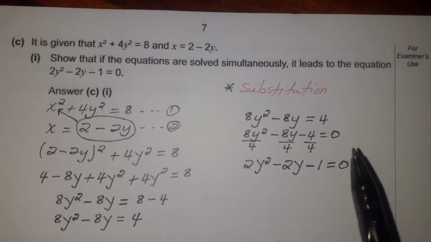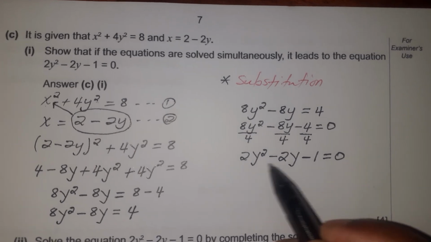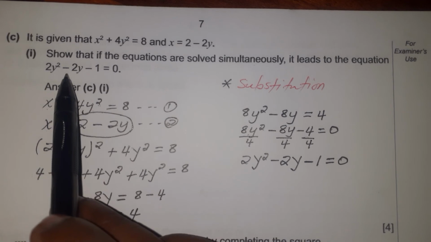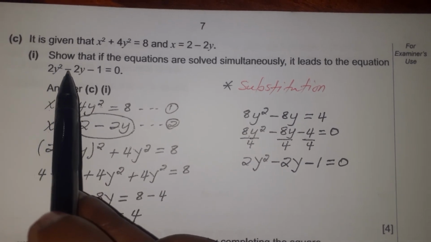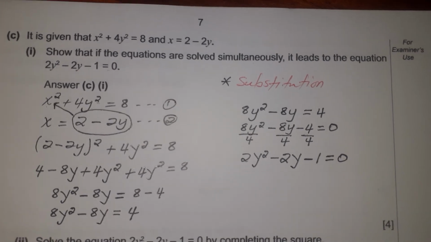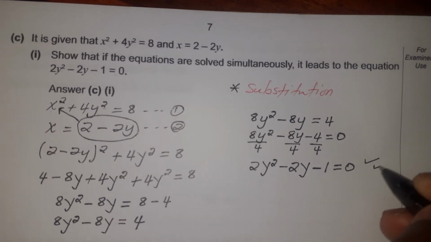Now if you compare what we have here and what we are told to have, it is the same. We have 2y squared minus 2y minus 1 equals 0. It's the same that we have here. Therefore, we are done with the proof.